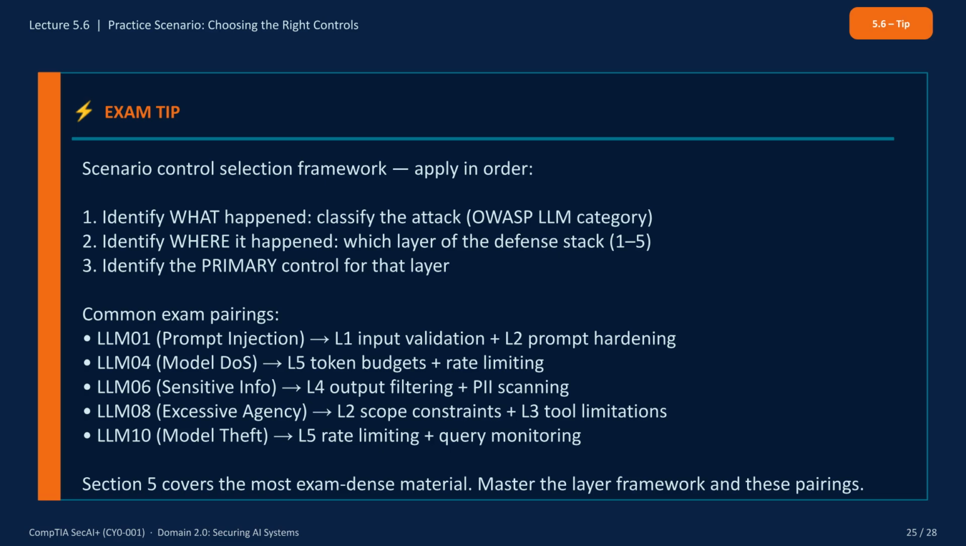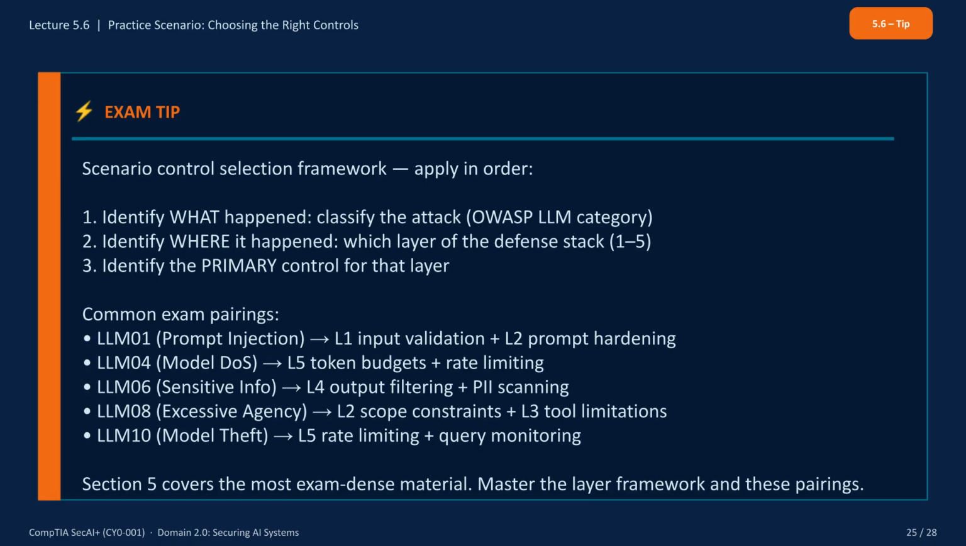And these OWASP to layer pairings are the most commonly tested combinations. LLM01, prompt injection, maps to Layer 1 input validation and Layer 2 prompt hardening. LLM04, model denial of service, maps to Layer 5 token budgets and rate limiting. LLM06, sensitive information disclosure, maps to Layer 4 output filtering and PII scanning. LLM08, excessive agency, maps to Layer 2 scope constraints and Layer 3 tool limitations. And LLM10, model theft, maps to Layer 5 rate limiting and query monitoring.